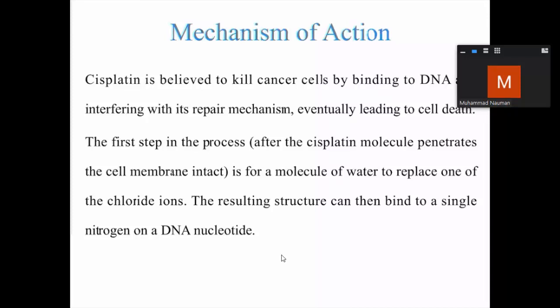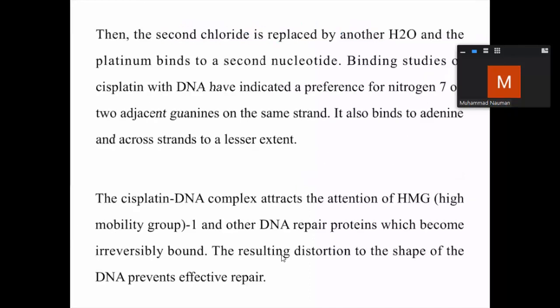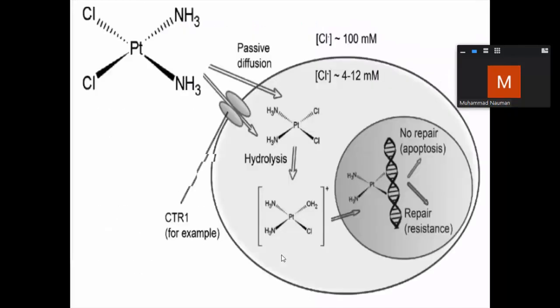Cisplatin is believed to kill cancer cells by binding to DNA and interfering with the DNA, and as I previously told, there is a nucleotide excision and repair mechanism. This nucleotide repair mechanism is not able to repair the defect or adducts produced by this chemotherapeutic agent in the germ cells. The resulting structure can then bind to a single nitrogen on a DNA nucleotide. The second chloride is replaced by... first I will show you the structure. This is the cisplatin structure: platinum, and on two sides there is a chloride group attached, and on the other two sides there is an NH3 group attached.